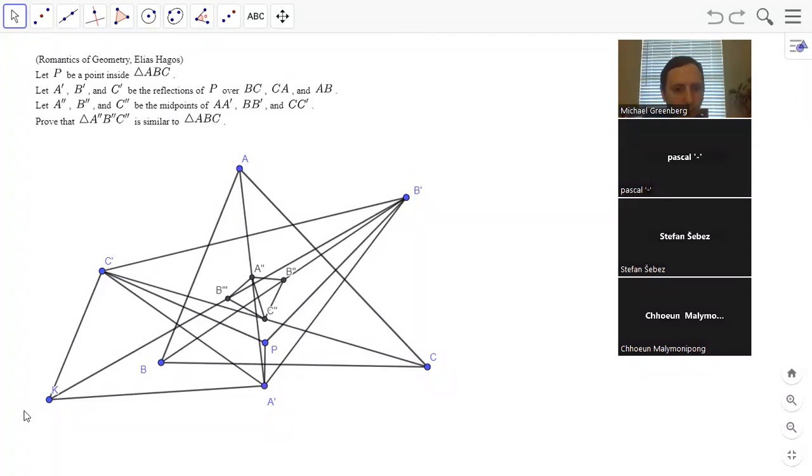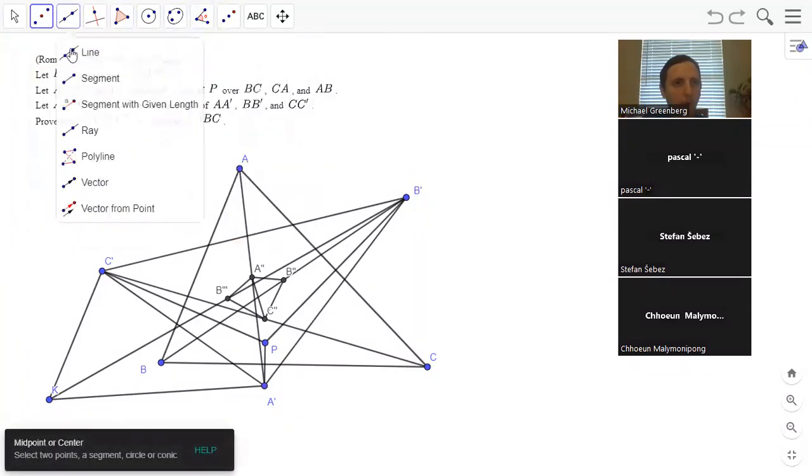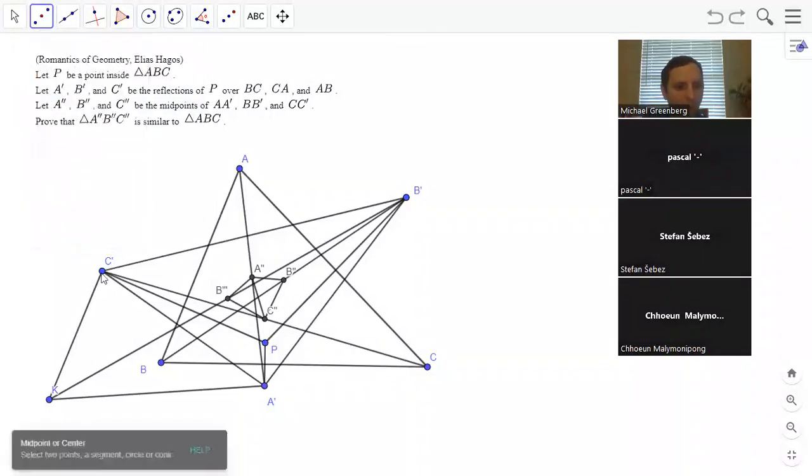So I wonder if this passes through the midpoint of A prime C prime. And maybe that's obvious. No, it doesn't.